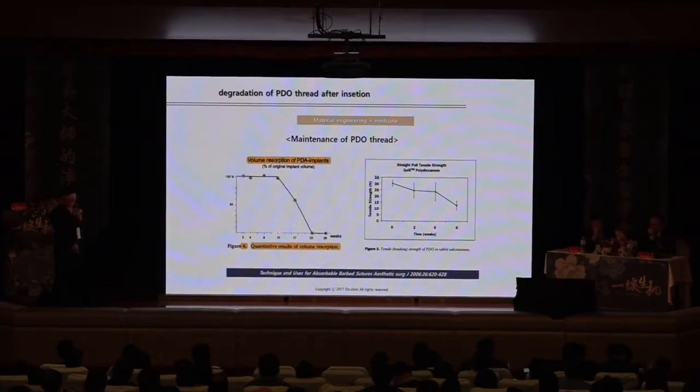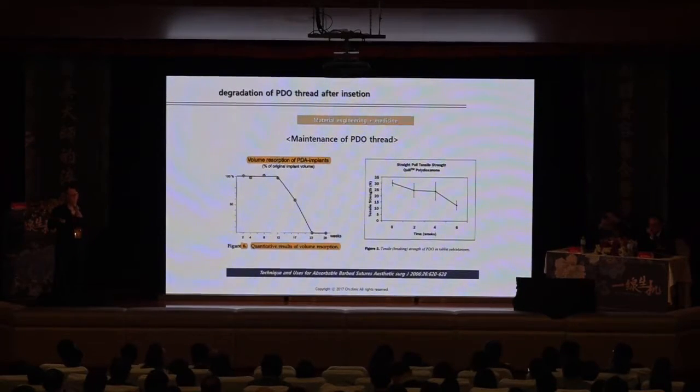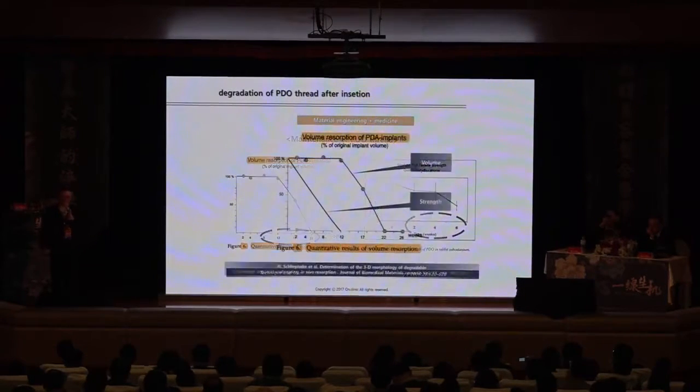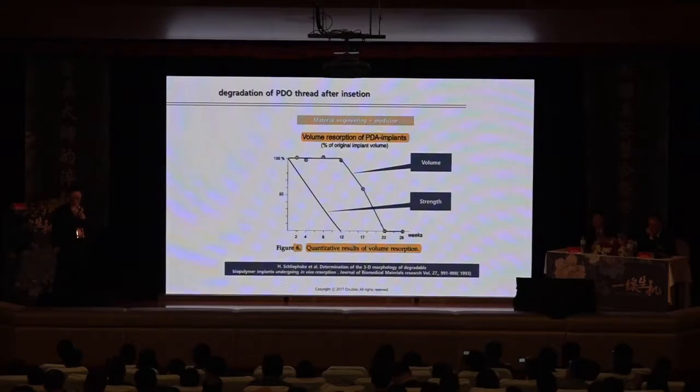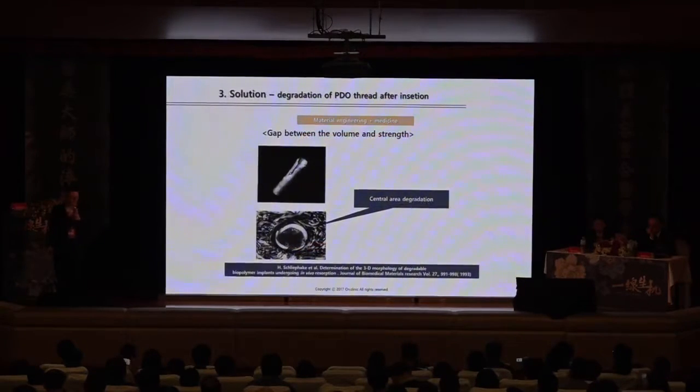But the left side graph derived from the material article. They checked the PDO implant, the volume of the PDO. But volume of the PDO is stable until 12 weeks. Why this difference? Like this, volume decrease started about 20 weeks later, but the strength rapidly degraded. The answer is it. Polymer degrades from their center.